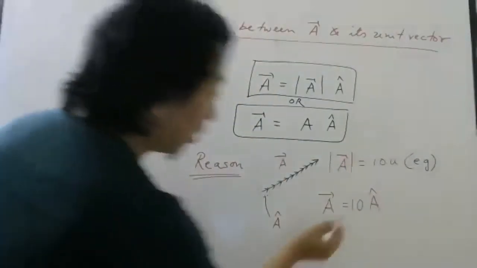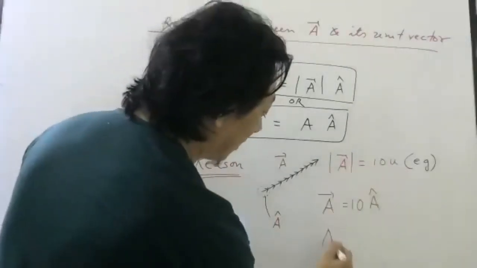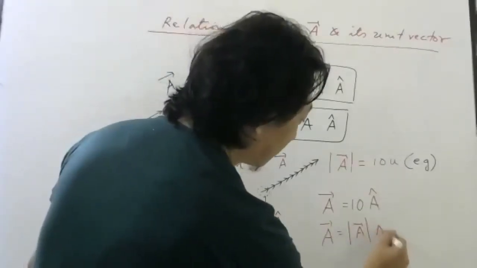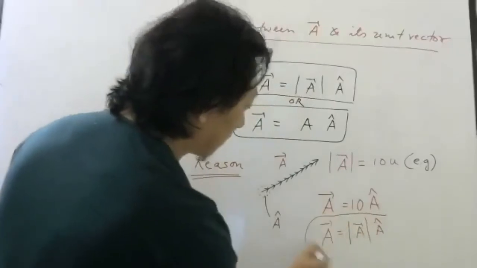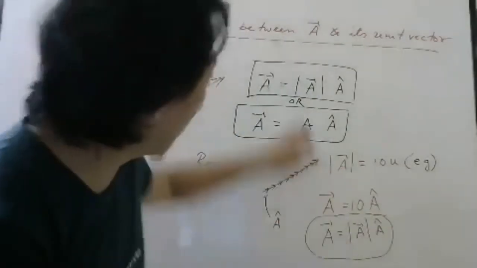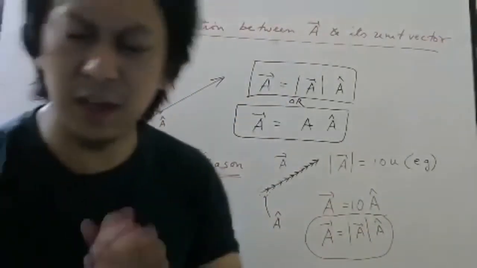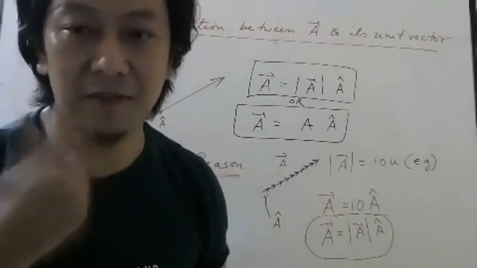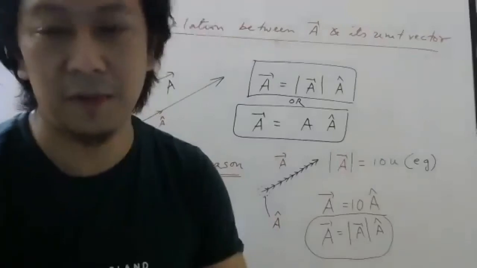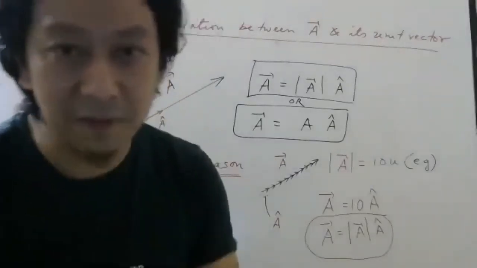So now what was 10? 10 was the magnitude. And how do we write magnitude in symbol? Modulus of A bar. So this is something very, very important. Okay, students? You see how nicely I have shown you how this formula comes. So try to memorize this. Very, very important. You have to keep saying it 5 times, 10 times. A bar equals mod of A bar times A cap, or you can say A bar equals magnitude of A bar times A cap.